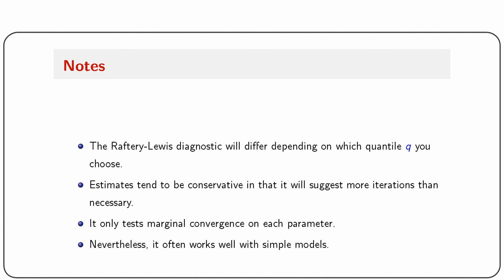Some notes: the Raftery-Lewis or RL diagnostic will differ depending on which quantile Q you choose. Estimates tend to be conservative, in that it will suggest more iterations than necessary. It only tests the marginal convergence of each parameter. Nevertheless, it often works well with simple models.